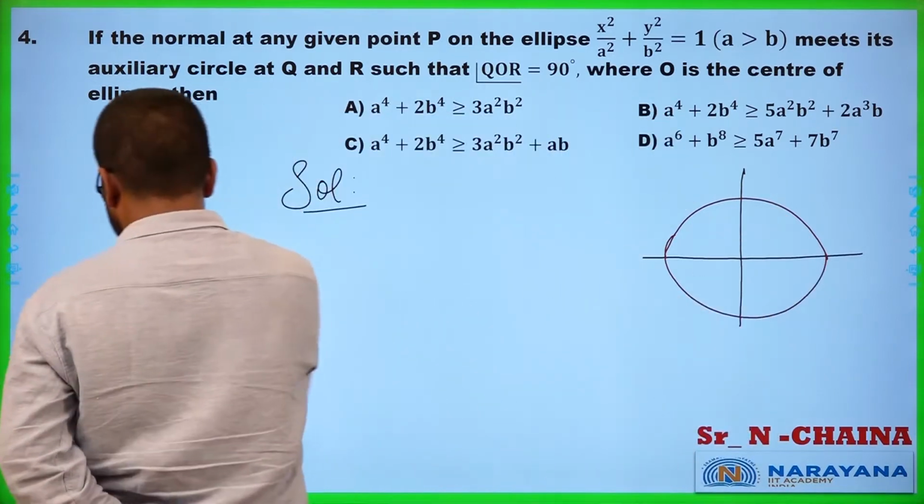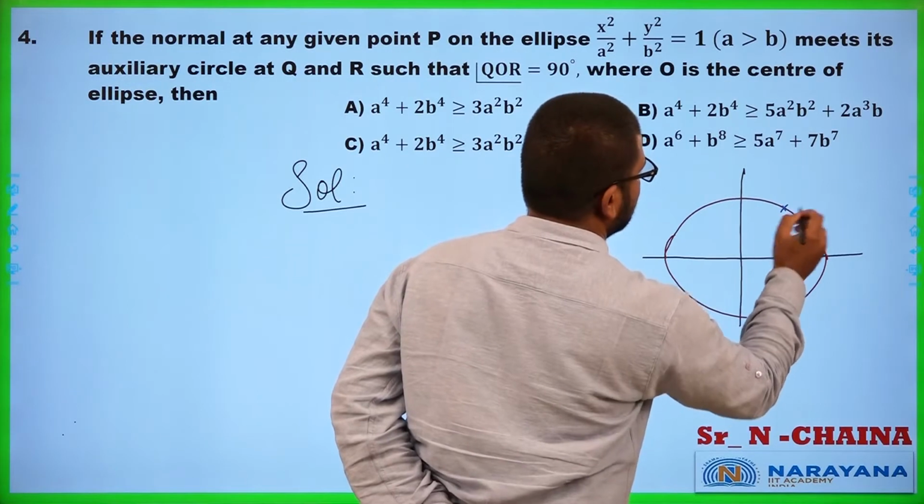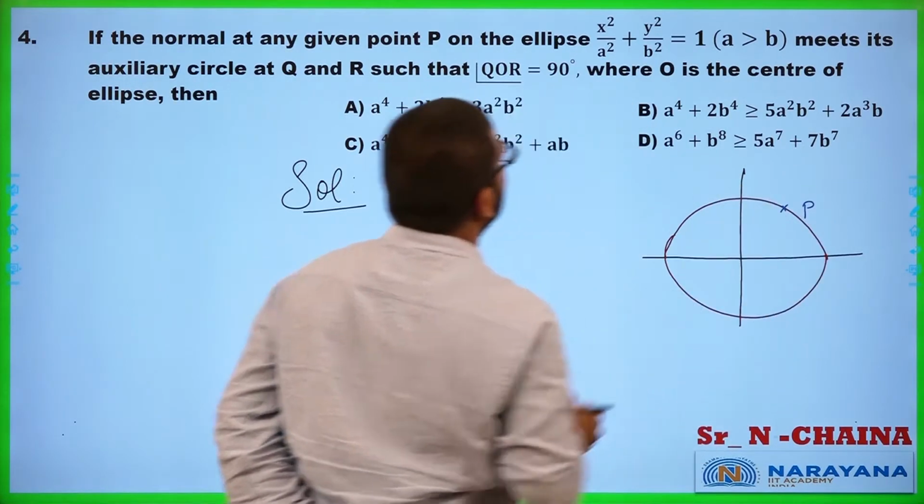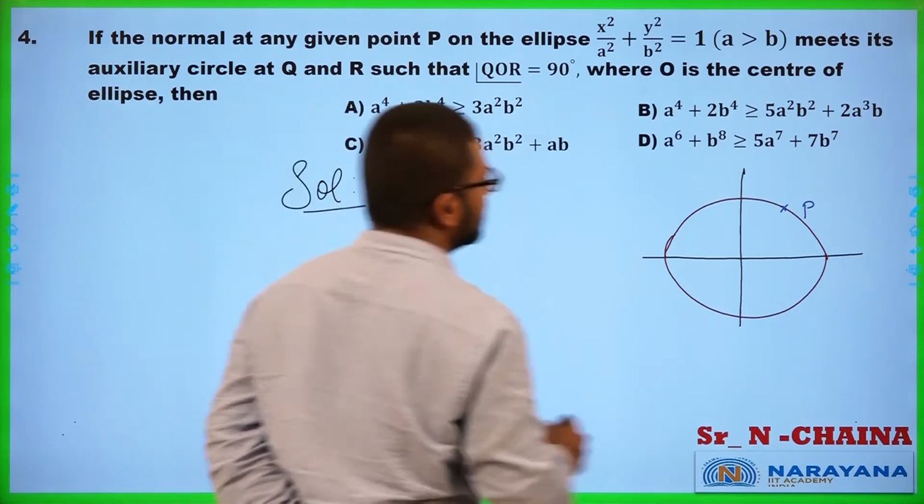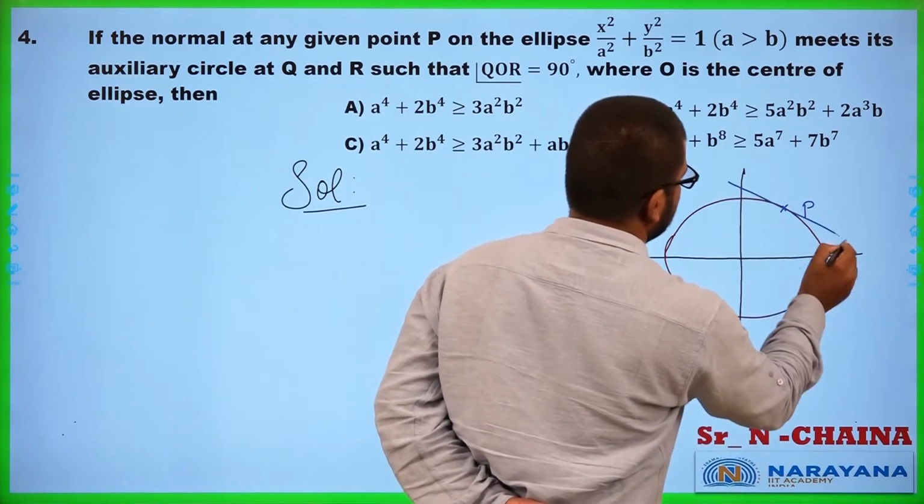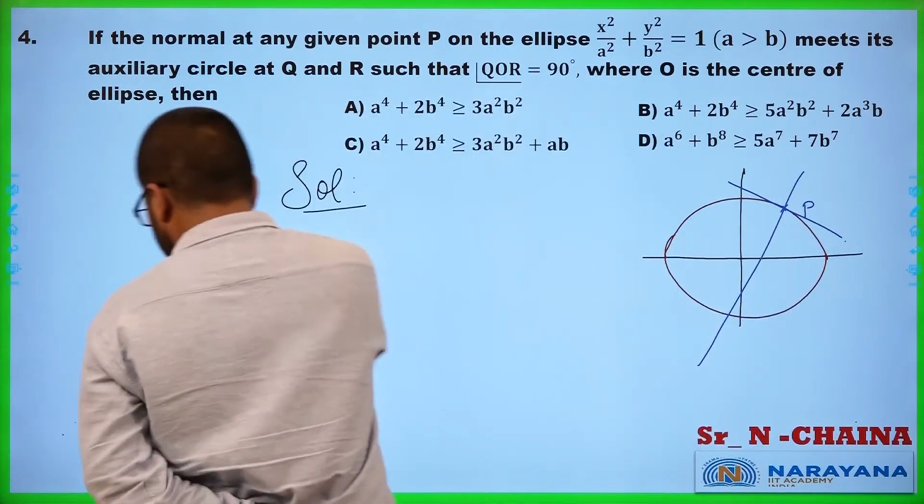All right, and then let us take a point P, and the normal at this point meets the auxiliary circle at Q and R. All right, so that's the normal, and now we need the auxiliary circle.